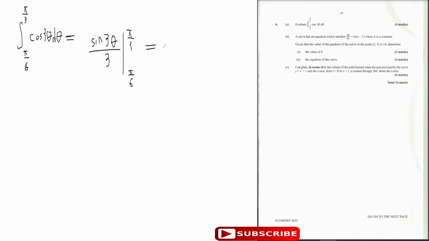So this works out to be 0 minus, we plug in pi by 6 now, which is 30 degrees. 3 times 30 is 90. The sine of 90, as we know, is 1. So this works out to be 0 minus 1 over 3. So the answer is minus 1 over 3. Nice and easy.